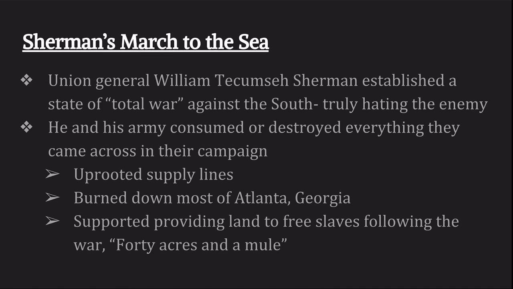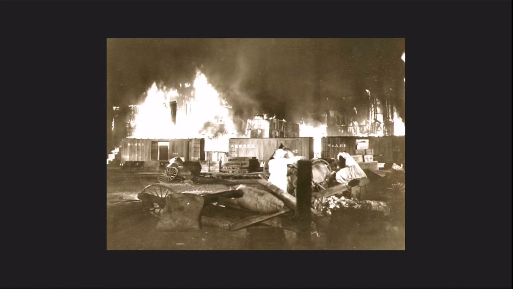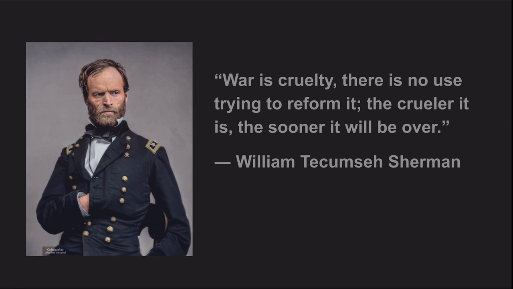Sherman promised the land that had been abandoned or seized in his campaign to be given to former slaves. His famous line is 40 acres and a mule. This is Sherman's necktie. They would melt the railroads and wrap them around trees. And that's Atlanta being burned down. And here's a quote about total war from him.